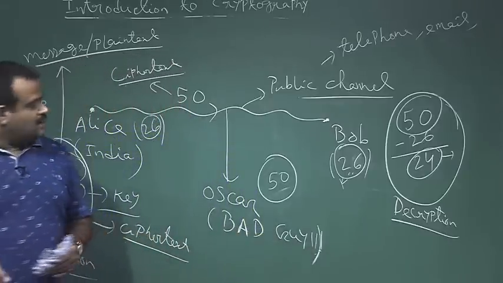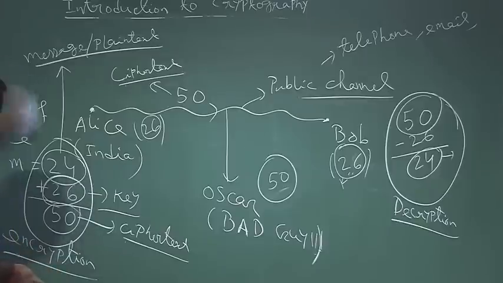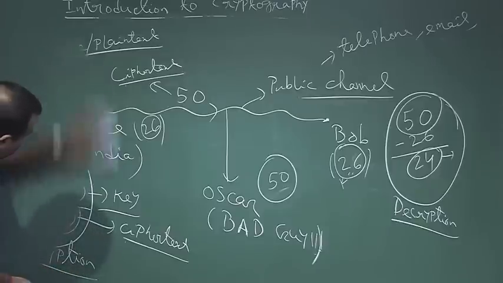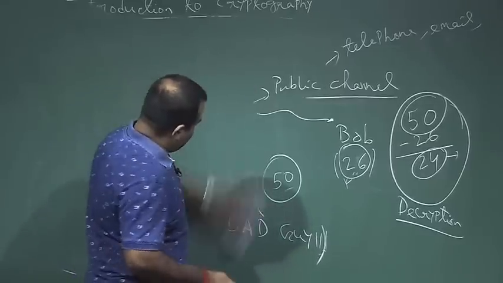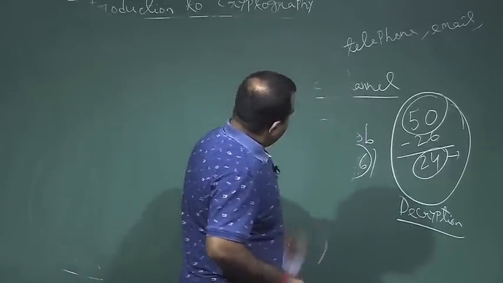Okay, so what Alice is doing is the encryption, and what Bob is doing is the decryption algorithm.